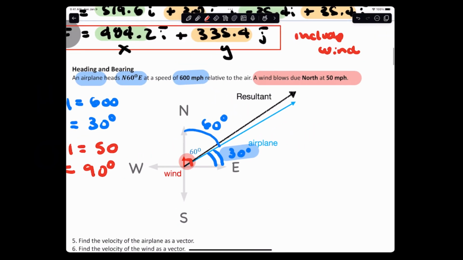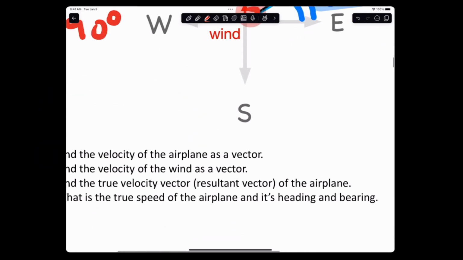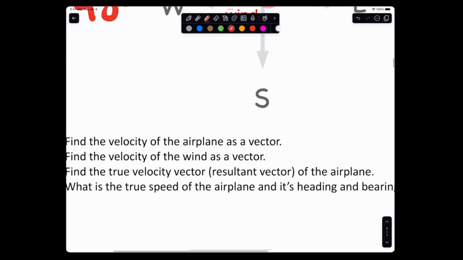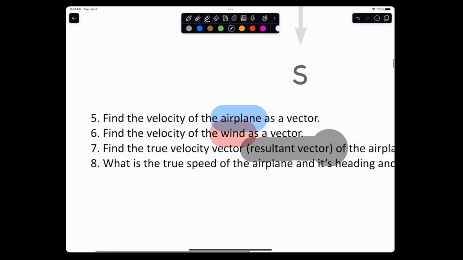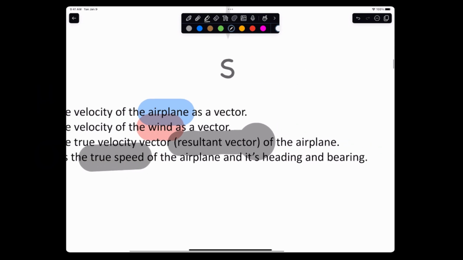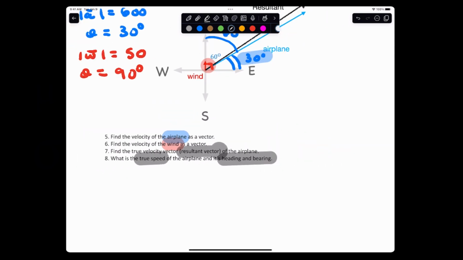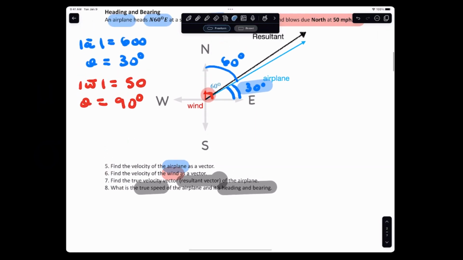So they're going to ask us the same questions. Can you give me the velocity vector of the airplane? Yes, we can. Can you get the velocity vector of the wind? Yes, we can. Can you add those vectors and get the resultant vector? Yes, we can. And then could you get the magnitude and direction? Yes, we can. All of this information is what we're going to use. But we got to use our scratch.